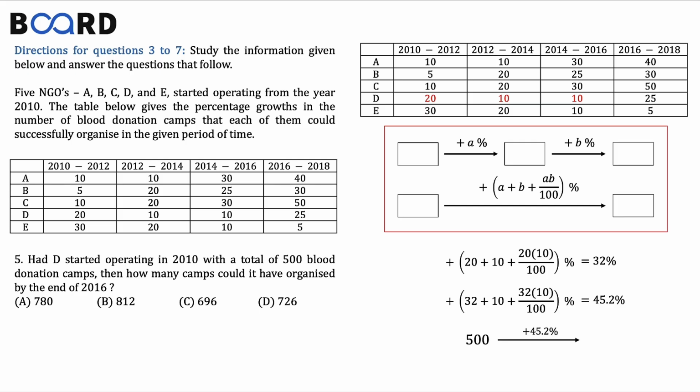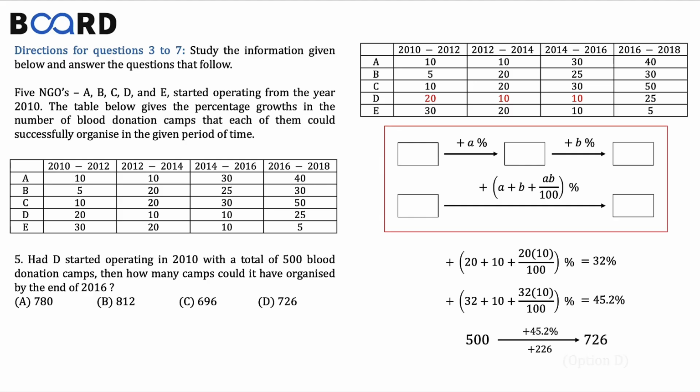Now I'm left with 5.2% more. How much is 5% of 500? That's 25. So the increase has to be 200, then 25, then a little bit. 200 plus 25, that already makes the value reach 725, and it's a bit slightly more than that. Obviously, it has to be option D, which is 726.